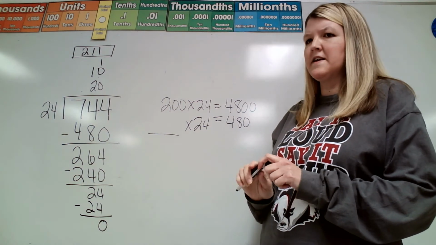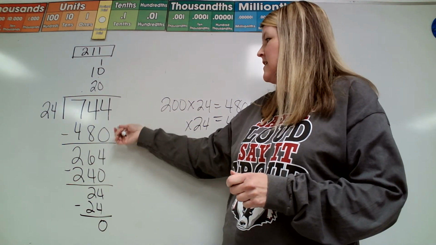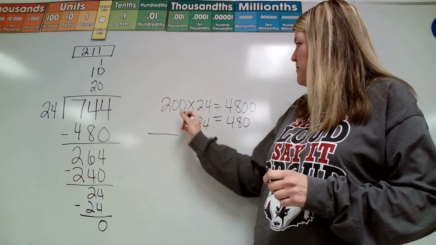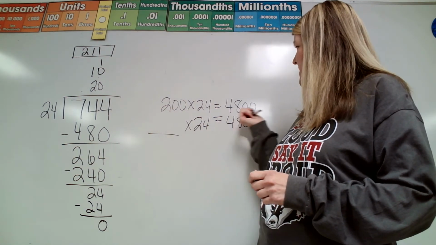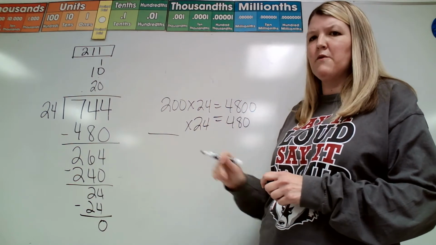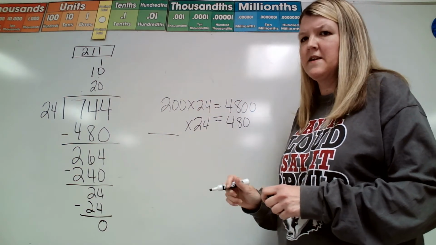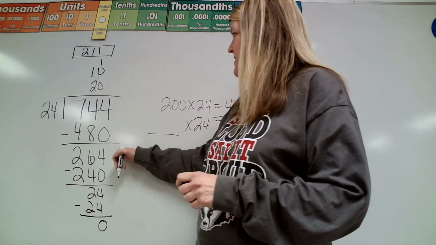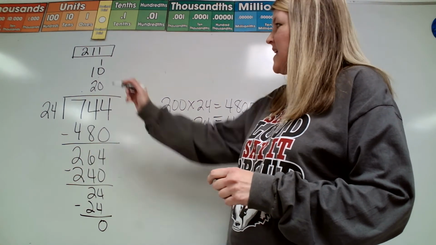So that's one thing, since I put 480, I thought I was on the right track as I was going through this. But it would have actually been 4,800. If I had multiplied correctly, I would have found my mistake from the beginning. So when I subtract 480, I do get 264 left over. And I can make a group of 10.